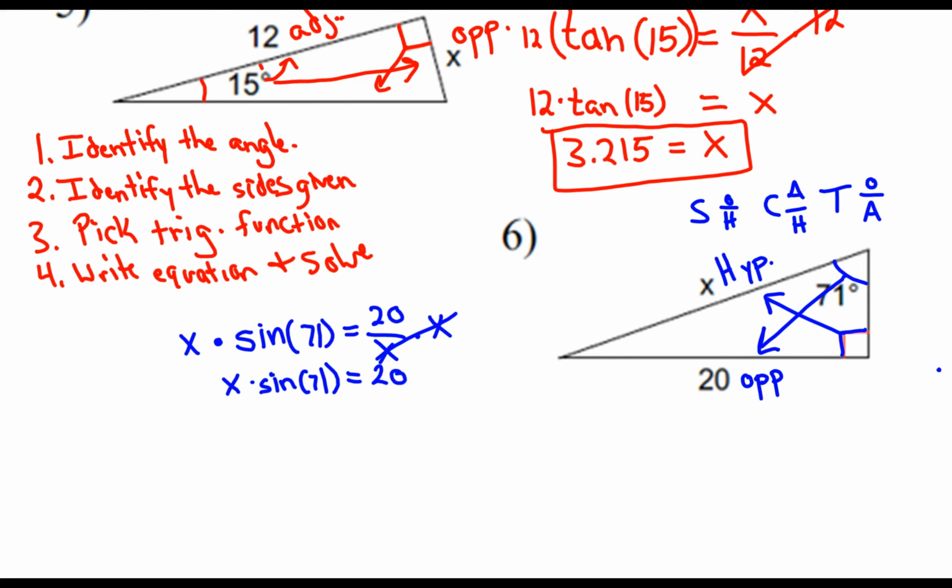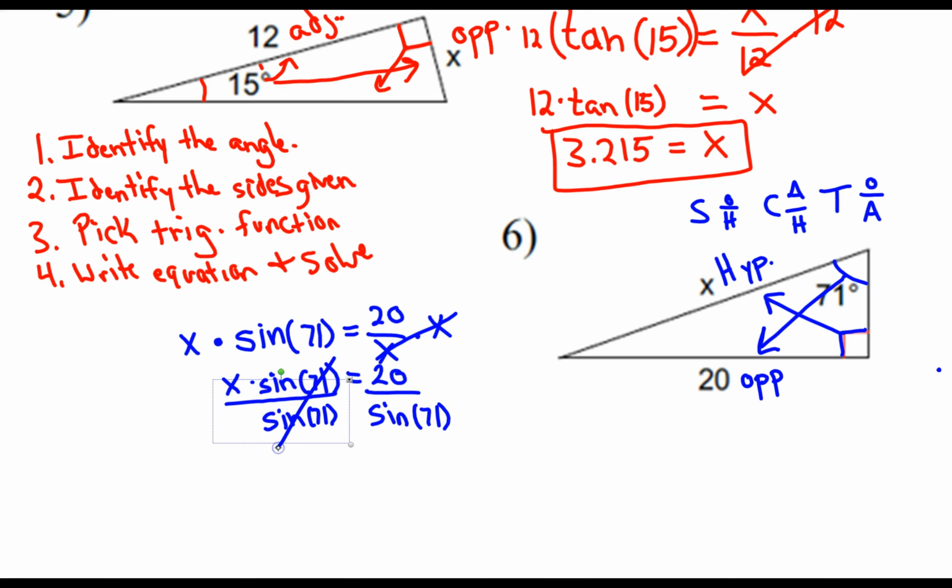Sorry for all the jumping. We want to get x by itself. What we have right now is x times the sine of 71 is equal to 20. So what I want to get rid of is this times sine of 71. To get rid of something that's being multiplied, we need to divide. So we're going to divide by the sine of 71. If I'm doing that to this side of the equation, I need to do the same thing to the other side. So I'm going to divide by the sine of 71 on that side.